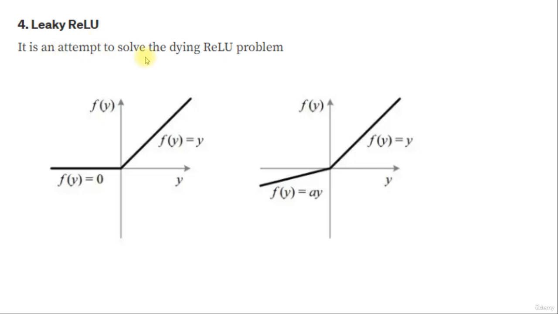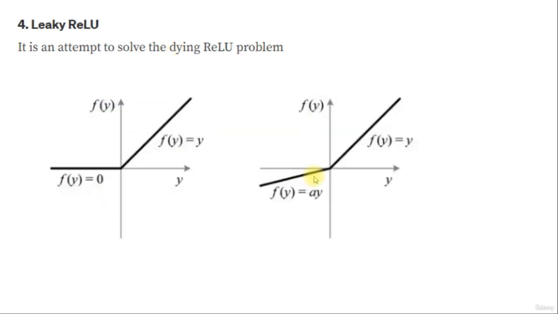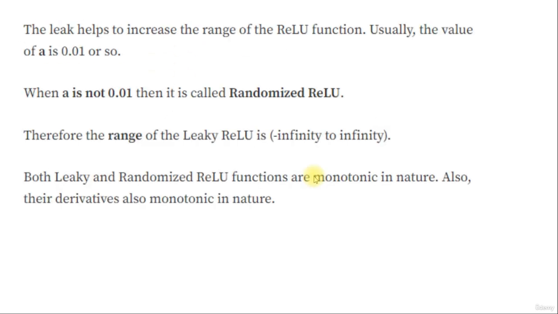It is an attempt to solve the dying ReLU problem. If you see the graph very carefully, we are adding another weight. Instead of just f of y is y, we have f of y is equal to a times y. So this is the graph for leaky ReLU, and it is an attempt to solve the dying ReLU problem. This leak that we have created helps to increase the range of the ReLU function. Usually the value of a is 0.01 or so. So we are not making a minor change, but we are trying to solve that negative issue that was there in the ReLU. When a is not 0.01, then it is called randomized ReLU.